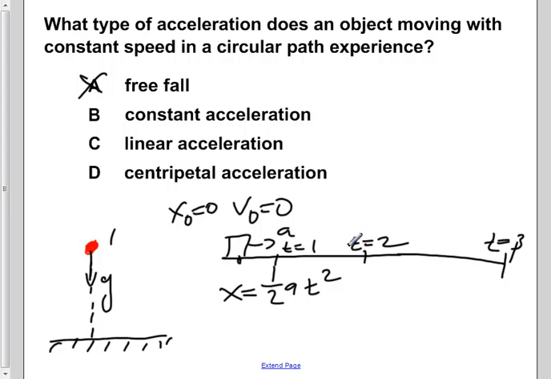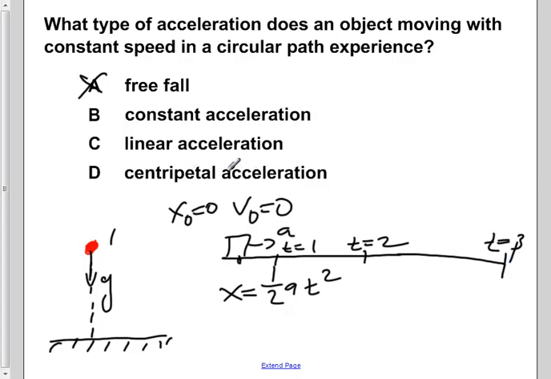Now, C says linear acceleration. Well, this is also similar to our discussion here. We're accelerating in one direction, so in the direction that's linear, so a line. So we're just accelerating to the right.